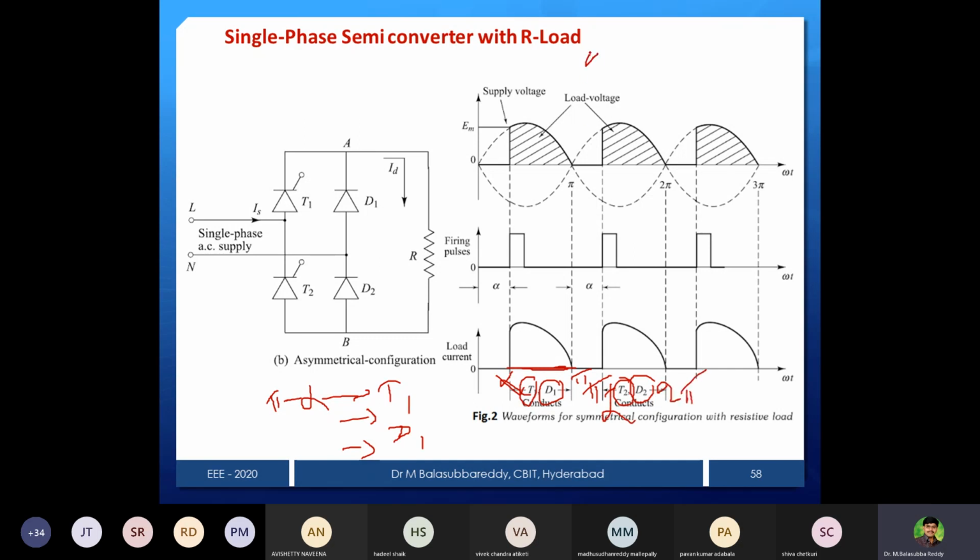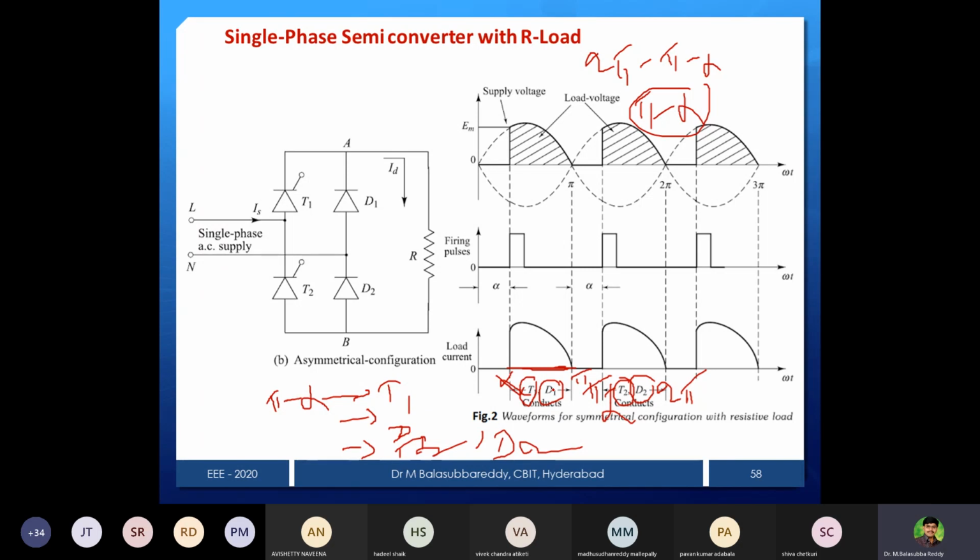So what is the difference? 2 pi minus pi plus alpha. Then what do you get? A gap of pi minus alpha. Therefore T2 also conducts for a pi minus alpha duration, and D2 also conducts for pi minus alpha. So the durations are the same. All the devices' conduction durations are the same. That's why we call it a symmetrical configuration.